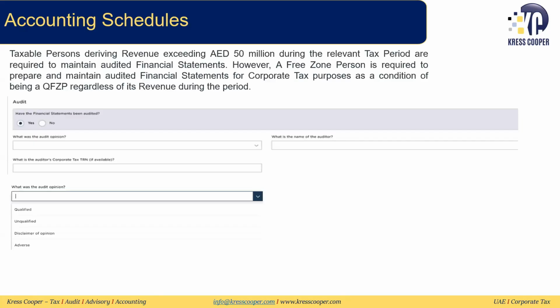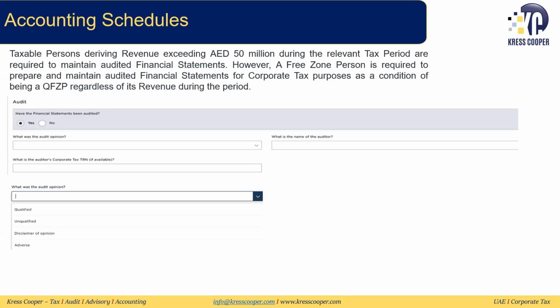Then this is the audit portion. Like you already mentioned, you need to have an audited financial statement if you are a qualifying free zone person, and also if your revenue exceeds 50 million during the relevant tax period. So here they are asking you some information about the audit. First of all, have the statements been audited? Then what was the audit opinion? The selections are a qualified opinion in the audit report, an unqualified opinion, a disclaimer of opinion, or an adverse opinion.